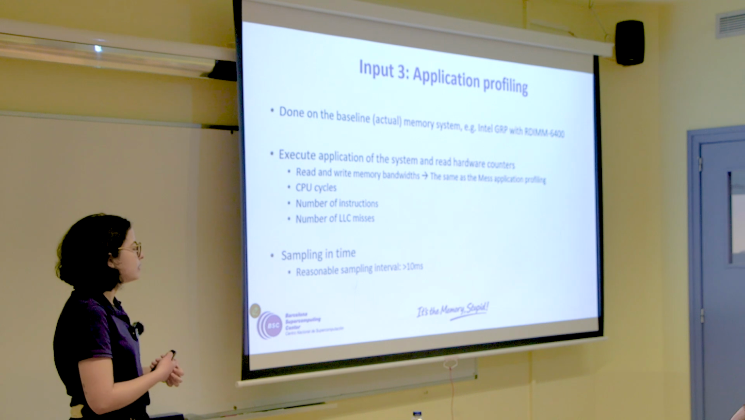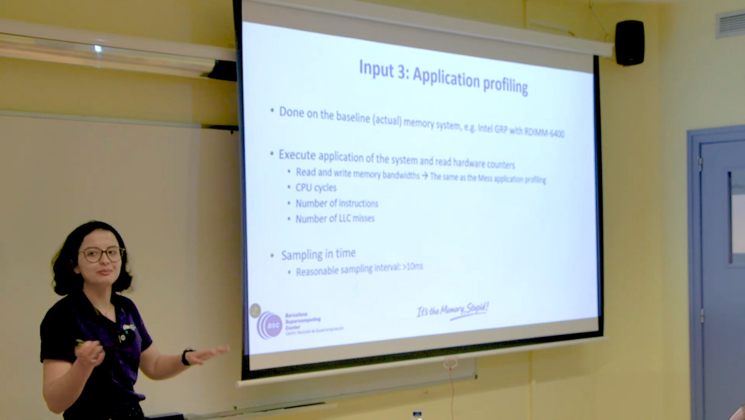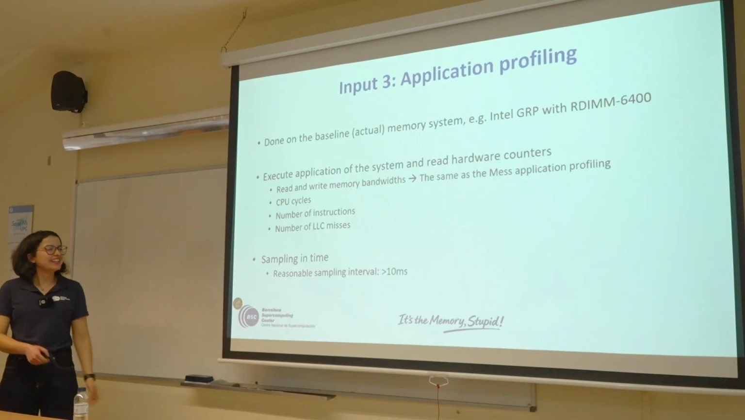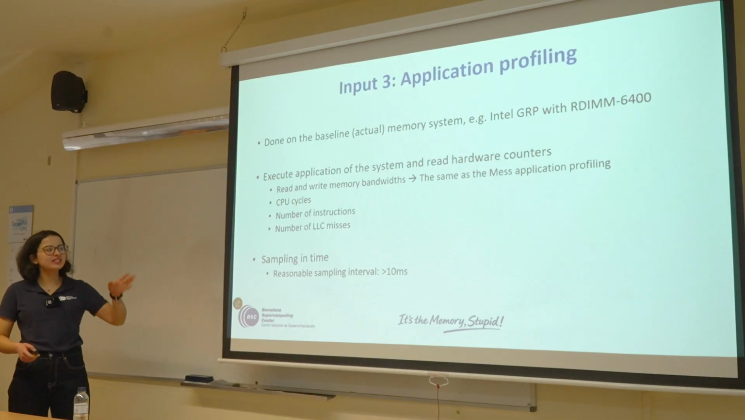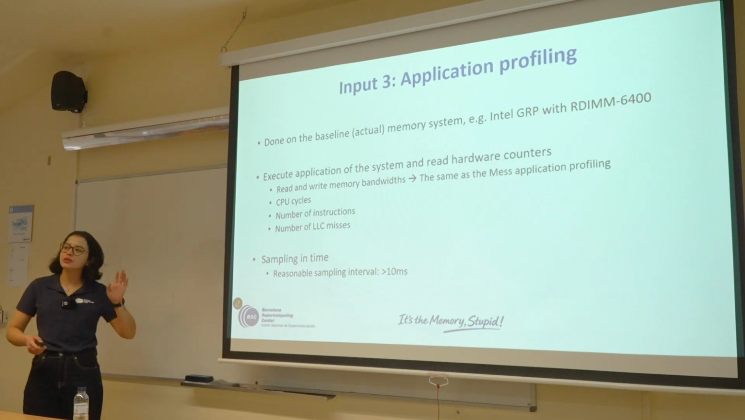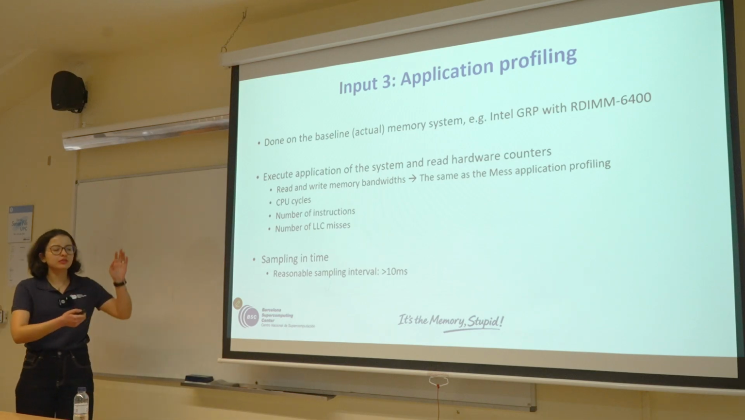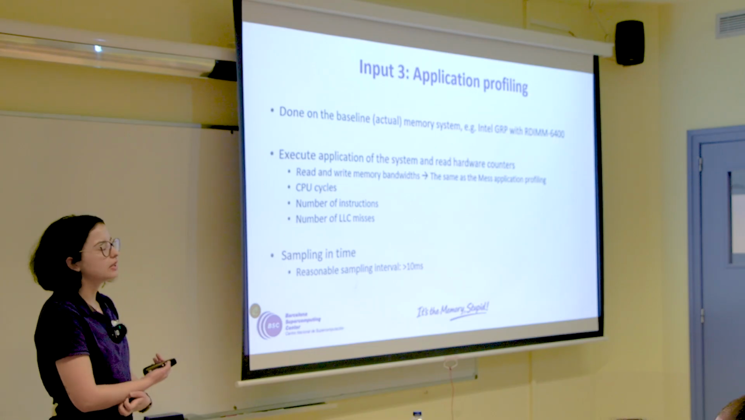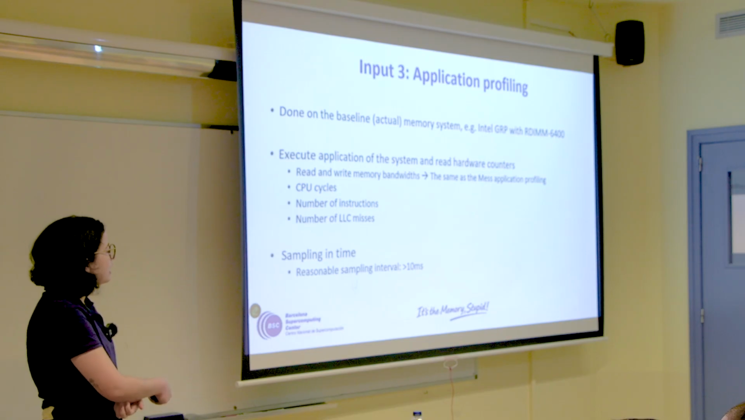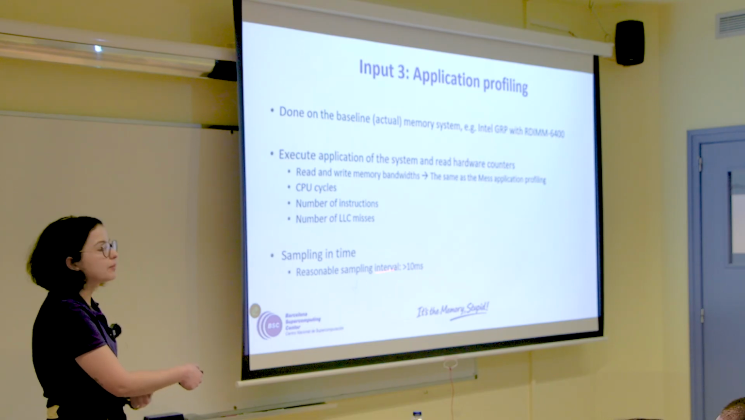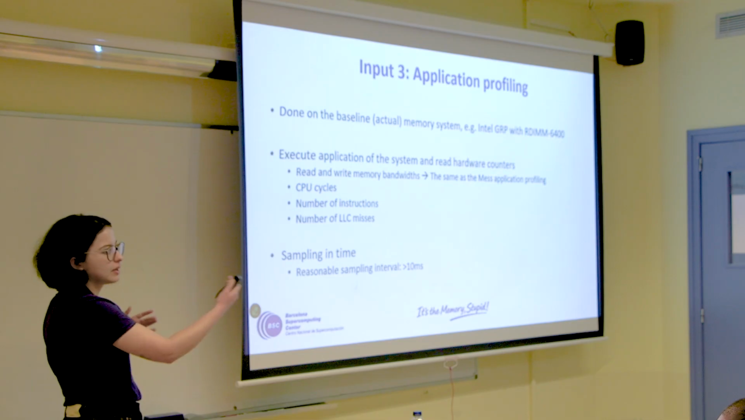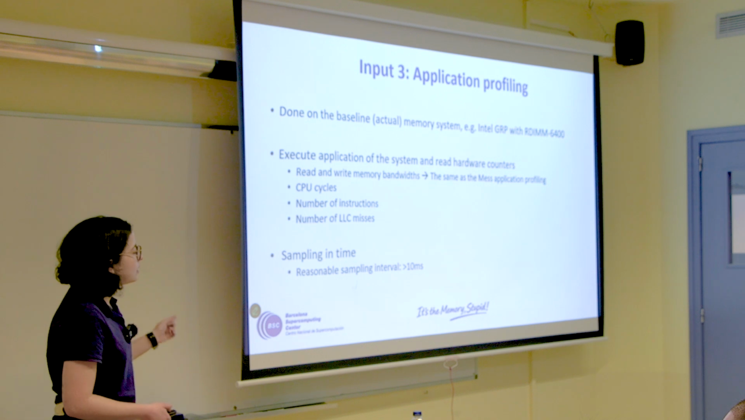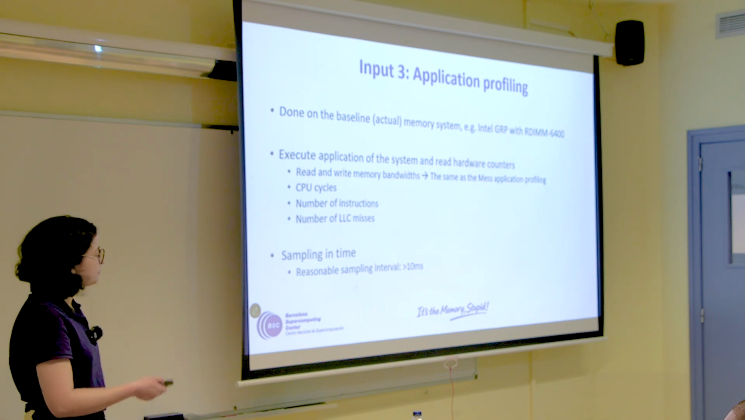They are well documented, more or less. Considering hardware counters, they are. And you do this in samplings of time. So you have the sampling 1, 2, and so on during the entire execution of your application. And you can select a reasonable sampling interval. So PROFET, you need the samplings. You can choose the sampling interval you need, ideally bigger than 10 milliseconds.